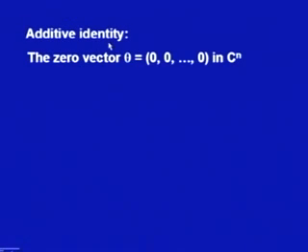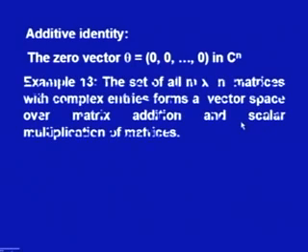The additive identity can be checked easily, because the 0 vector theta is also in Cn. 0 0 0 is the theta vector, it is in Cn. The rest of the properties can easily be checked. So, this forms a vector space.